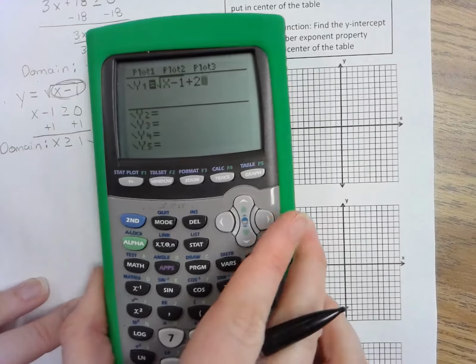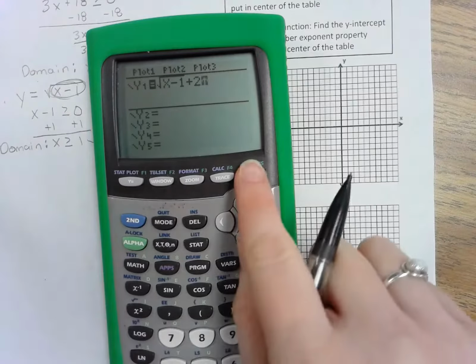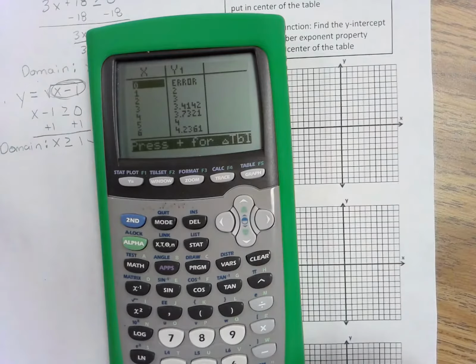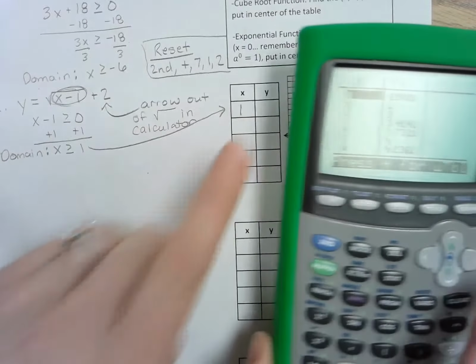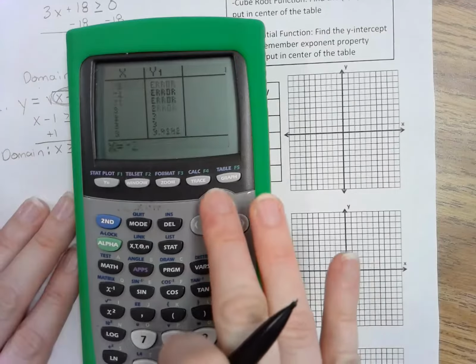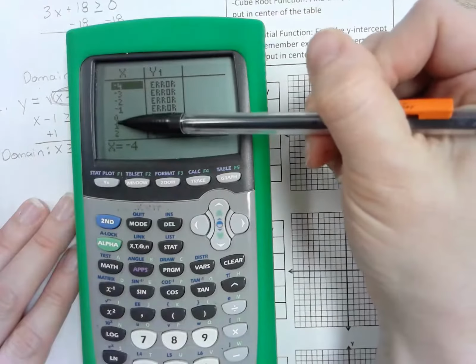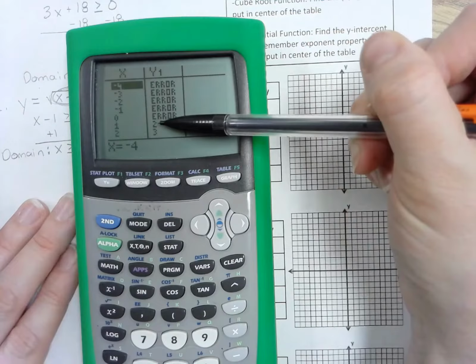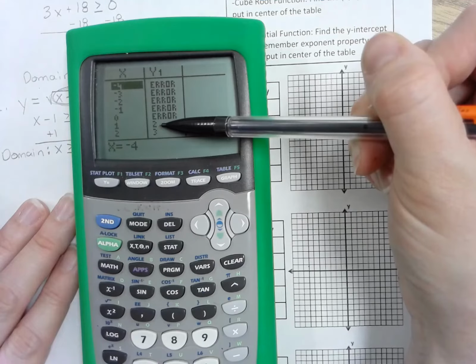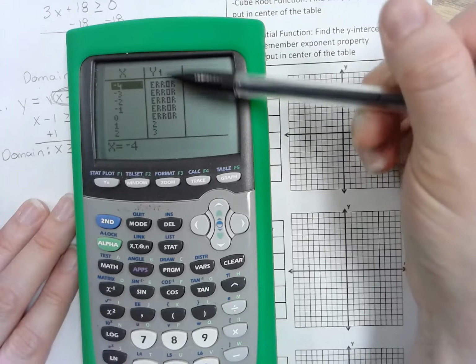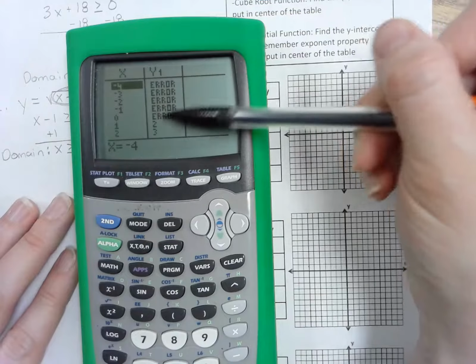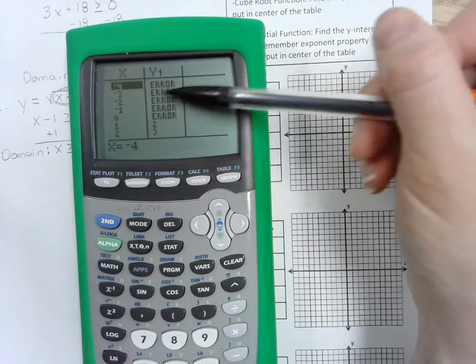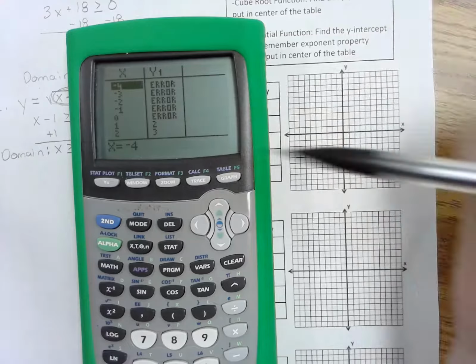So now that we have our equation correctly put in, go second table and scroll up and down until you find the x value we said we needed to start at, 1. I'm actually going to scroll a little bit higher than that, and if you'll notice, here is that 1 that we needed to start at. We have an ordered pair 1, 2, and everything above that gives me an error. That's because if I put in these x values, these solutions would be imaginary solutions. That's why your calculator is giving you an error.